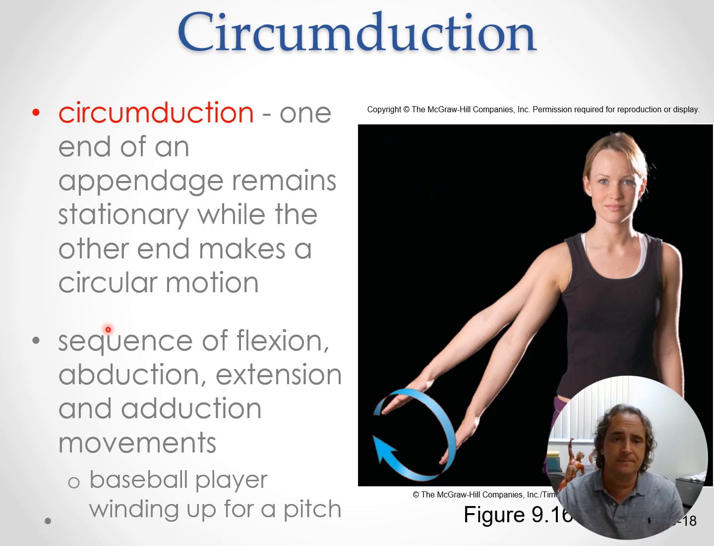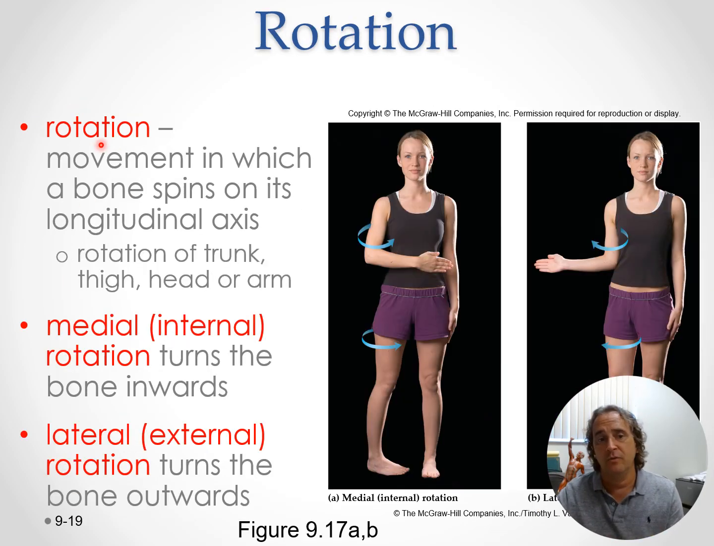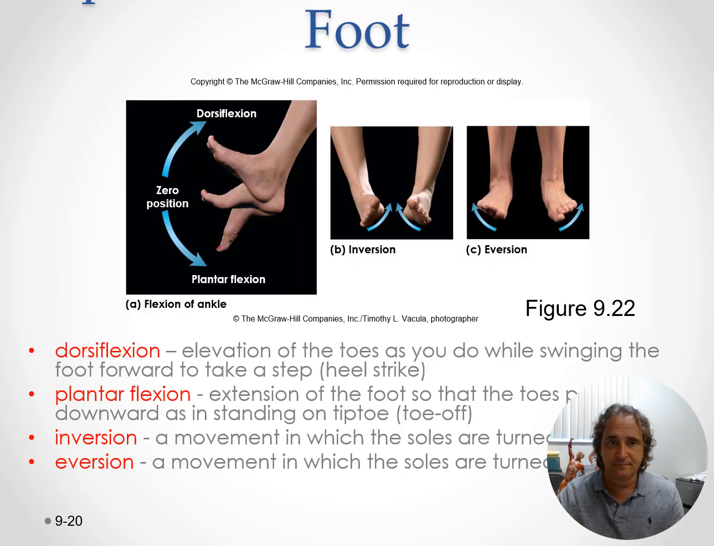Circumduction is in a circle, and you can also have rotation. It can be towards the midline. If it is, it's medial. Lateral is away from the midline. And then the foot. The foot has a lot of interesting little ones. Dorsiflexion is going to be moving the foot up. Plantar flexion is moving the foot down. If you have your big toe right here and you are doing inversion, you're moving it up. Eversion, the big toe is now going down.